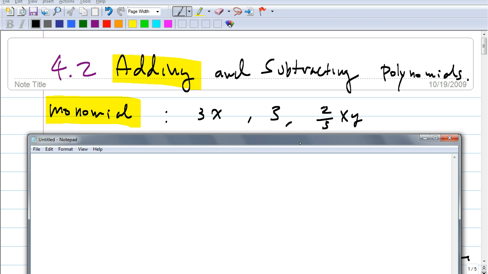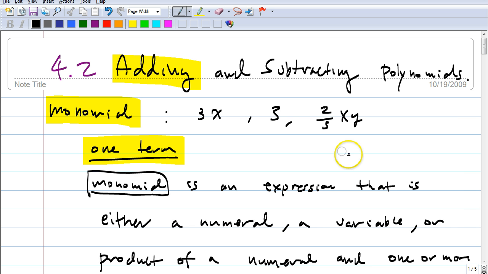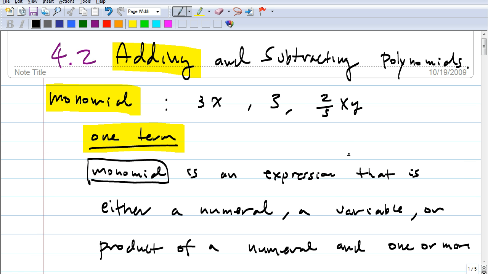And we're going to define monomials for you. Does anybody know? Okay, let me actually just tell you what they are. Of course, a monomial has one term, right? A monomial has one term. And the way we define monomials is this. A monomial is an expression that is either a numeral. What does numeral mean? What do you think that means?